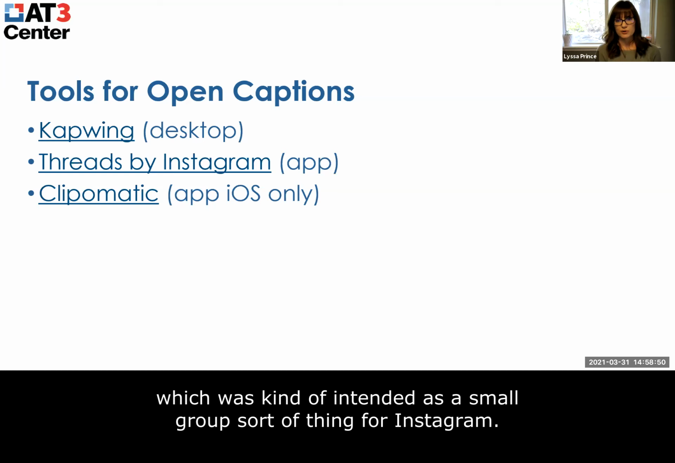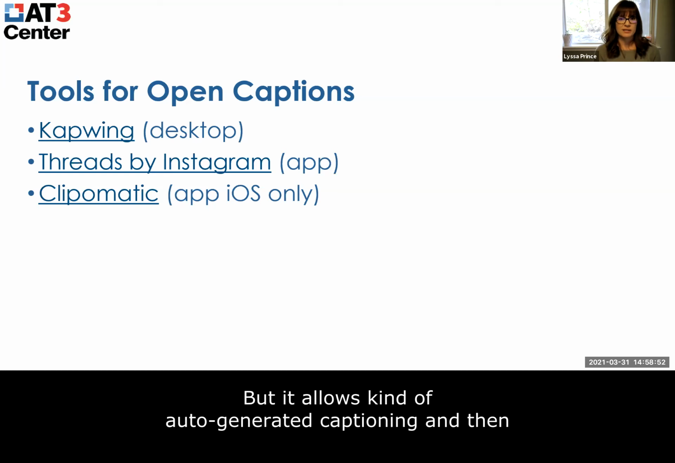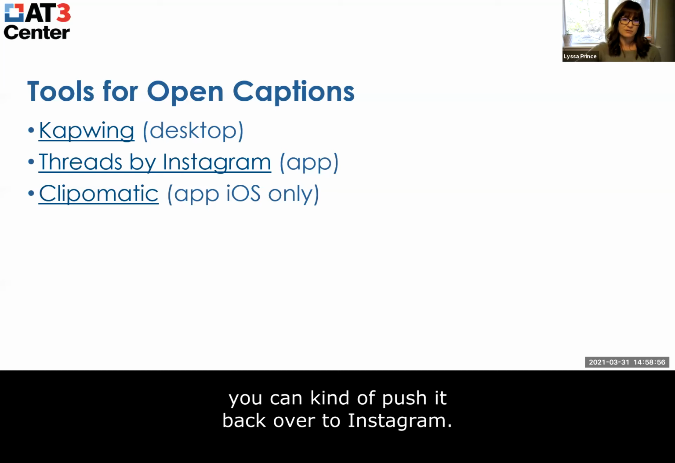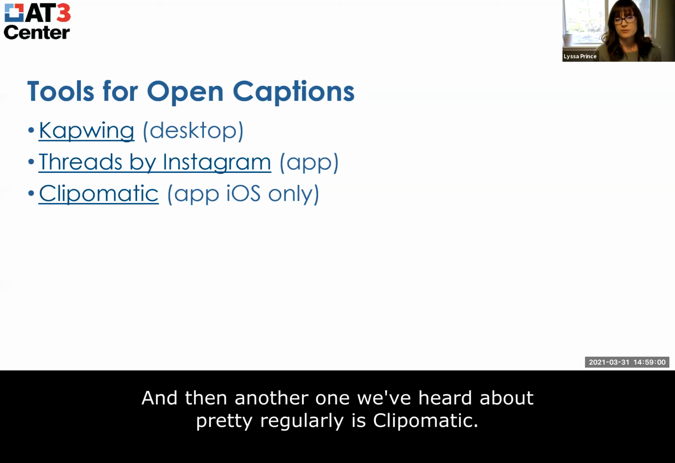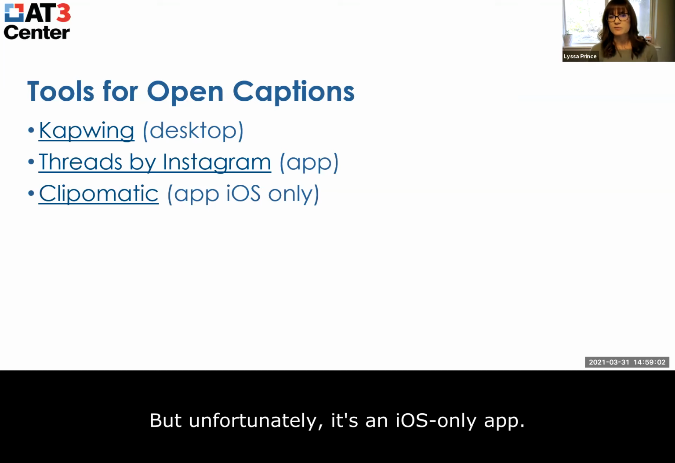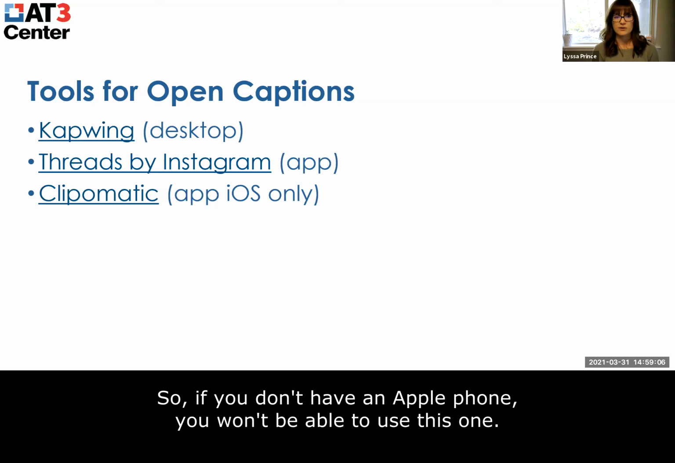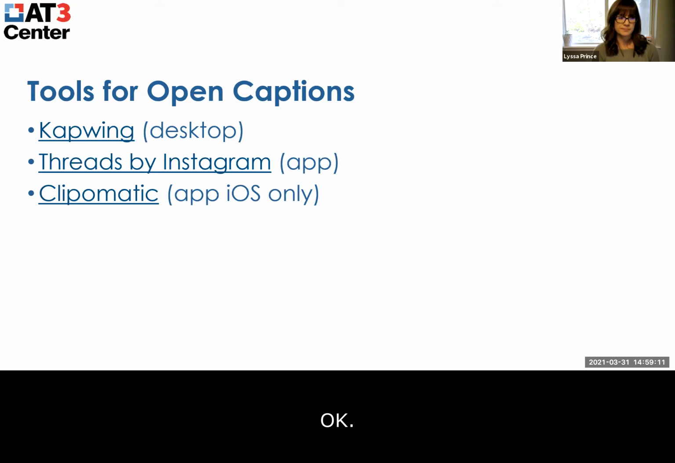And then a lot of people are apparently using Threads by Instagram, which was intended as a small group sort of thing for Instagram, but it allows auto-generated captioning, and then you can push it back over to Instagram. And then another one we've heard about pretty regularly is Clip-O-Matic, but unfortunately it's an iOS only app. So if you don't have an Apple phone, you won't be able to use this one.